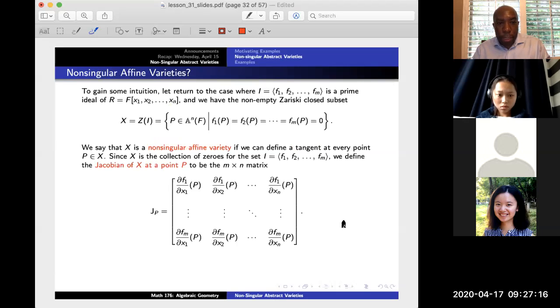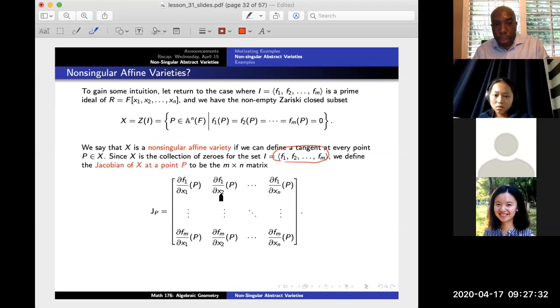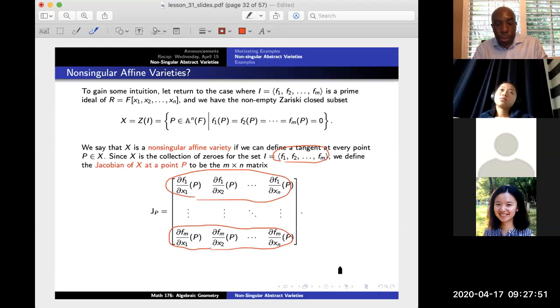So let's try to do this here. We have a collection of polynomials, f1 through fm. So why don't we try to define, like we might in multivariable calculus, the Jacobian at a point? By Jacobian here, what we're doing is, if I take the polynomial f1, let's look at the partial derivatives here. And if I have my polynomial fm, let's look at the partial derivatives here. I have my various rows that all correspond to the partial derivatives with respect to x1, x2, through xn. So this here should be an m by n matrix.